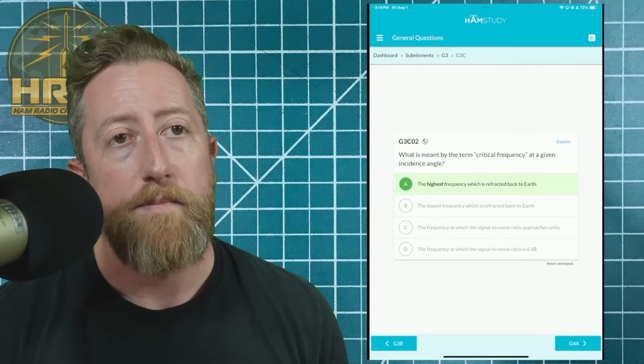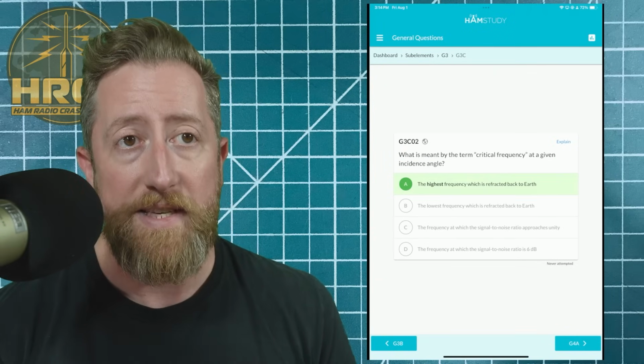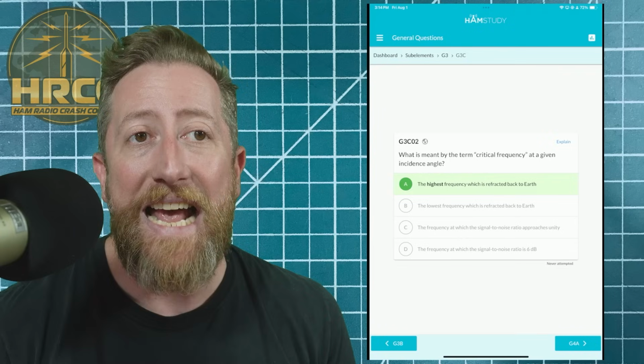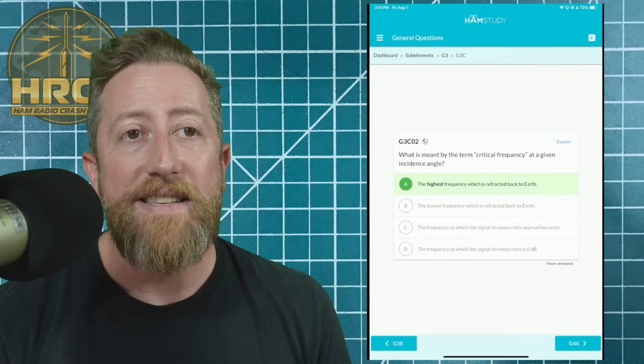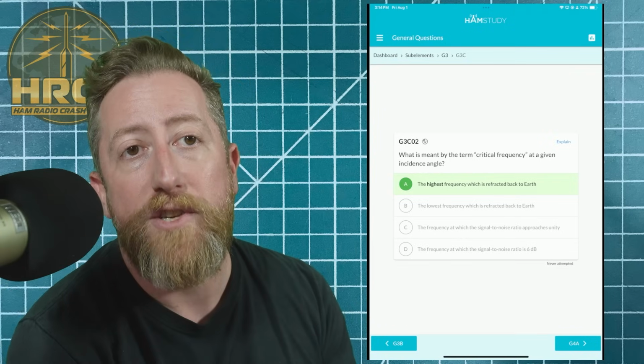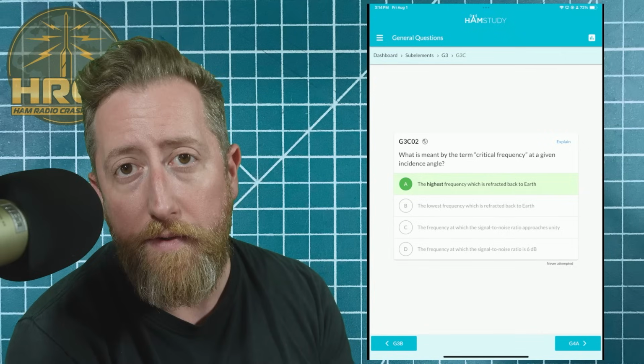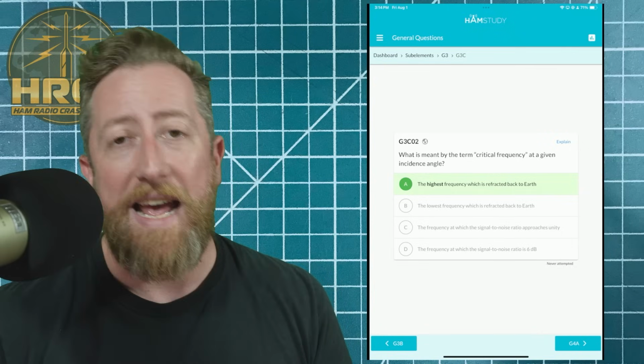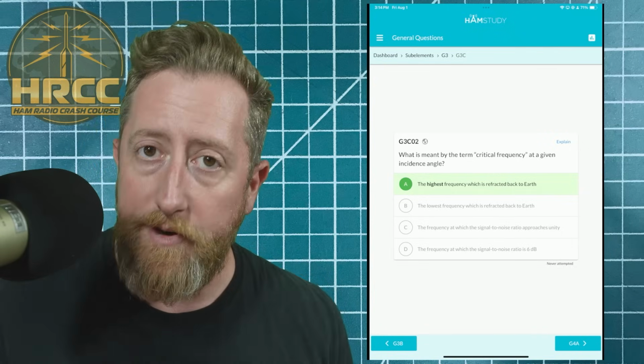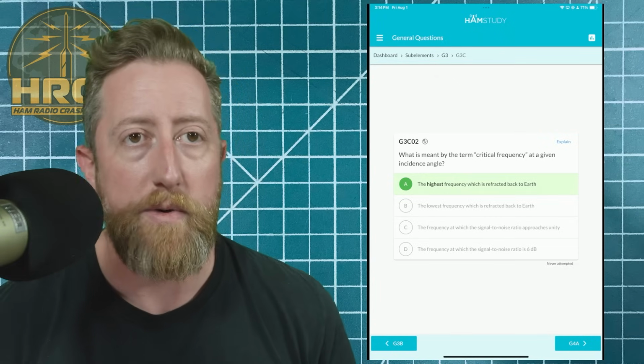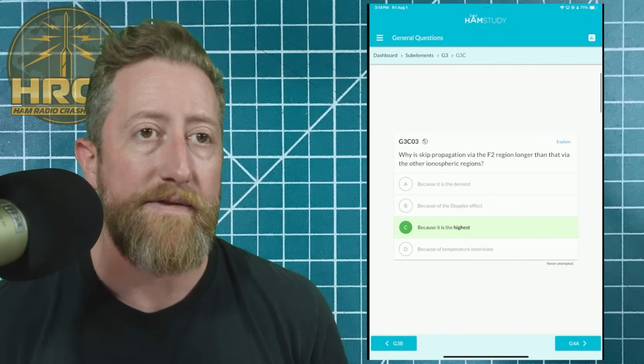Question 2, what is meant by the term critical frequency at a given incidence angle? That is the highest frequency which is refracted back to Earth. So keep that in mind as well, that it can be helpful for trying to get out a little bit further: figure out what your critical frequency is at a given angle of incidence.